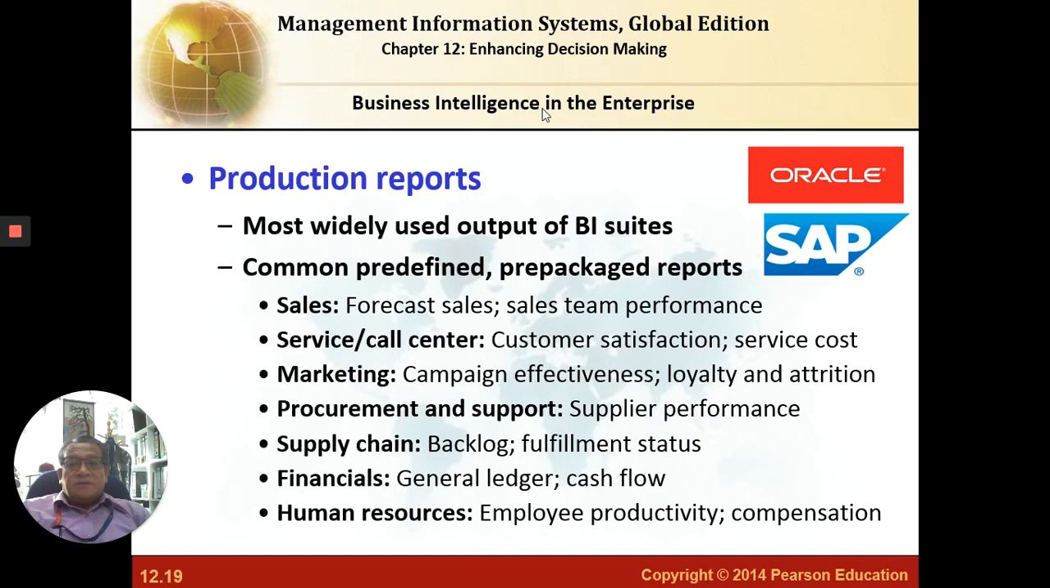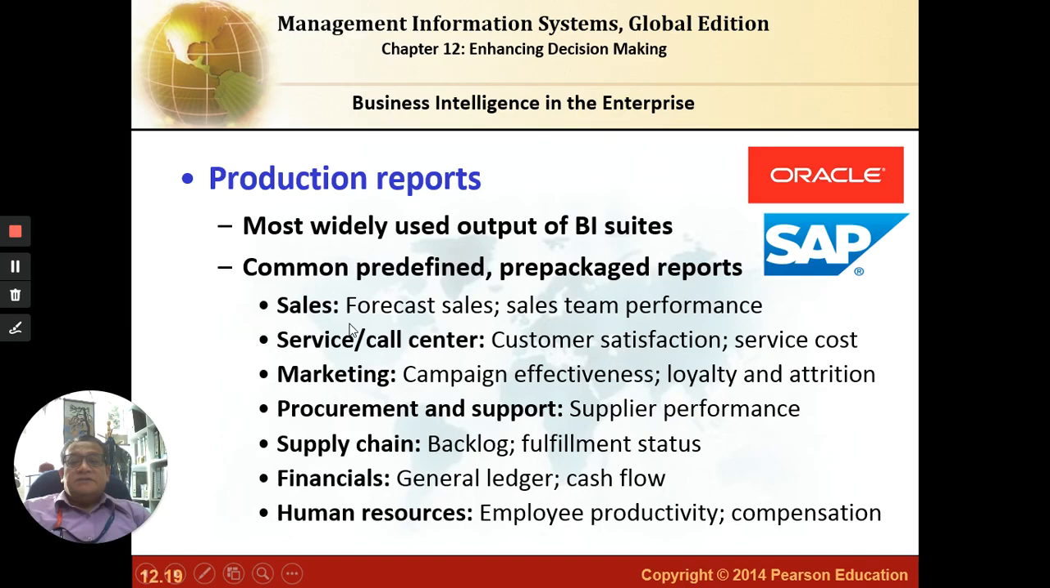The first important application of business intelligence in a company is the production report. Production report is basically reporting daily activities like sales reports, perhaps payment reports. So these are considered daily reports, and these are the most widely used. And this report normally could be generated by an Oracle system or by a SAP system, so normally by the ERP system itself.